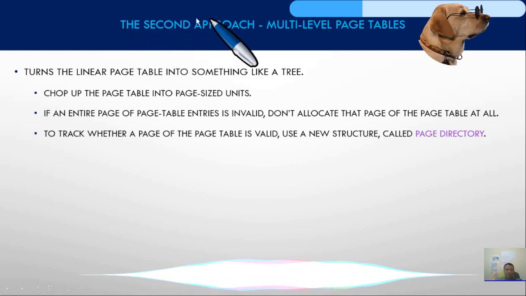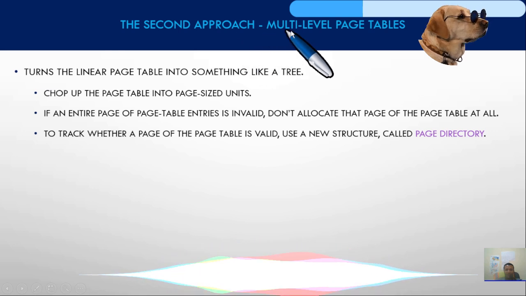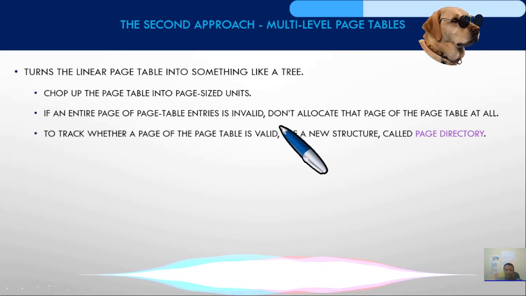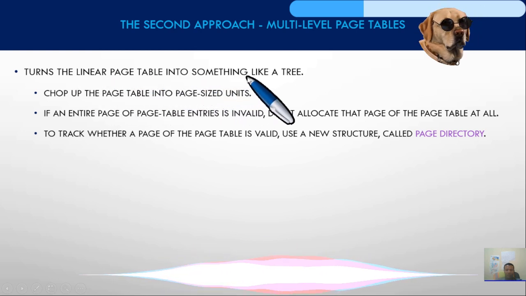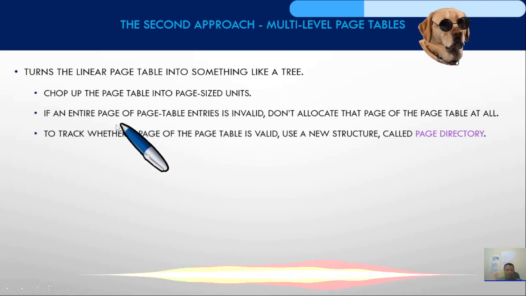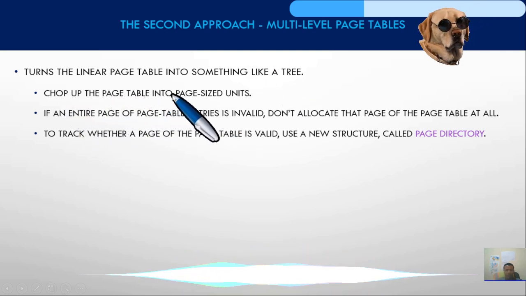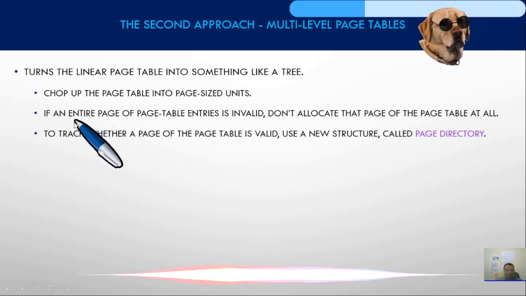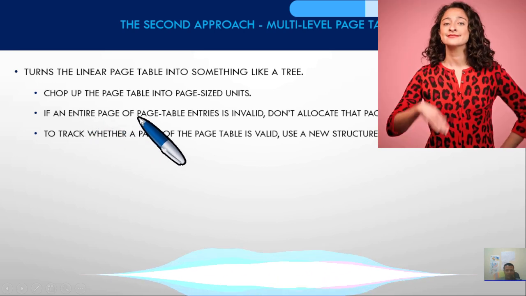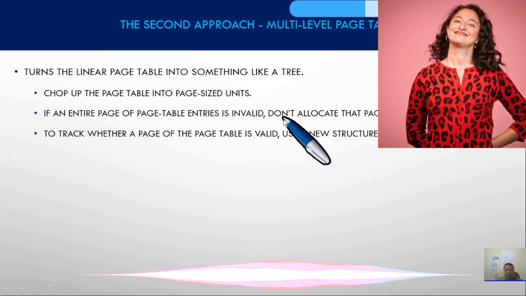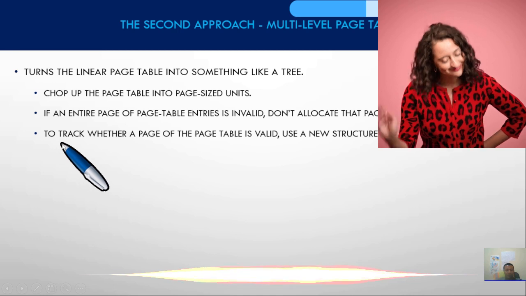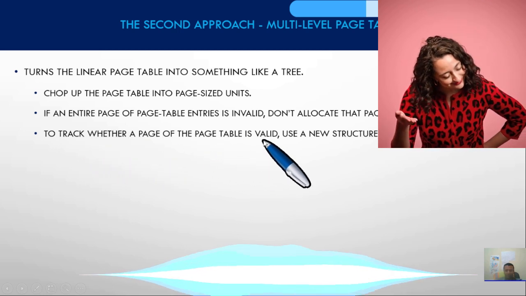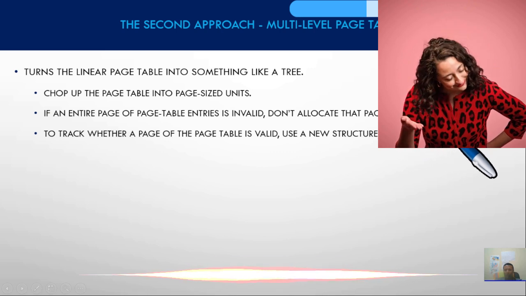So let's see the second approach. Instead of a single table, let's see the multi-level page table. A multi-level page table turns the linear page table into something like a tree. So chop up the page table into page-sized units. If an entire page of page table entries is invalid, don't allocate that page of the page table at all. And to track whether a page of the page table is valid, use a new structure called the page directory.